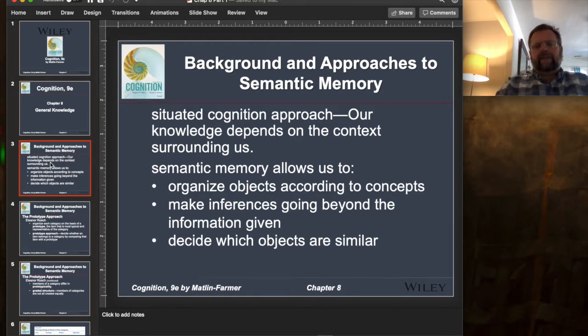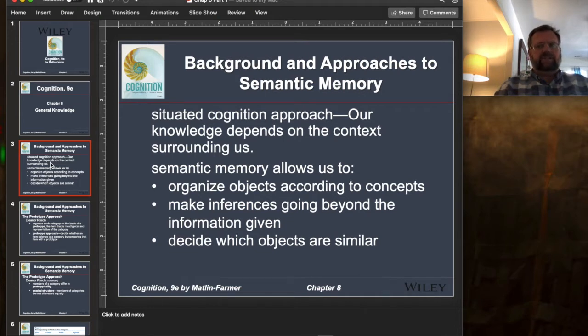When we think about semantic memory, it allows us to do several things. It allows us to organize objects according to different concepts. It allows us to make inferences, going beyond what the information given is. And it allows us to decide which kinds of objects are similar.